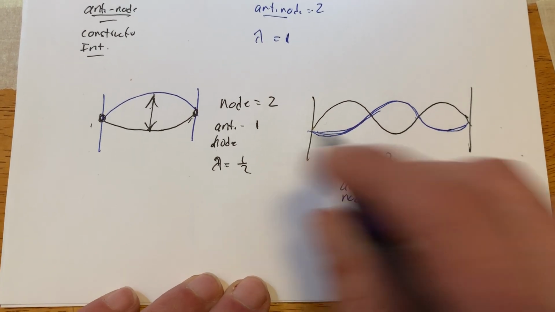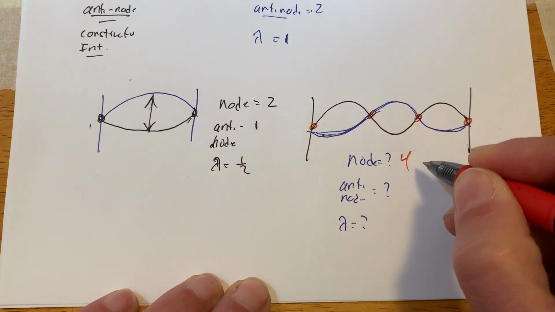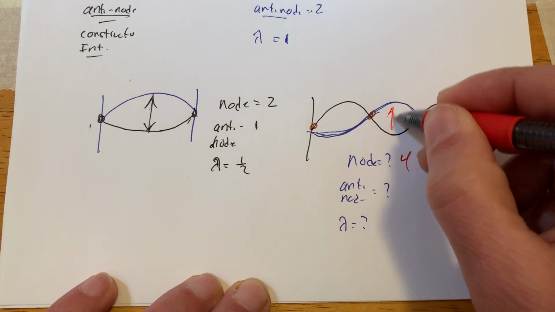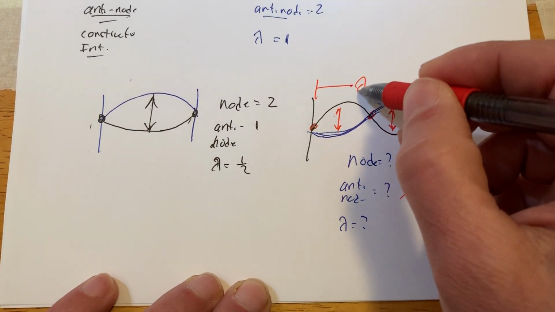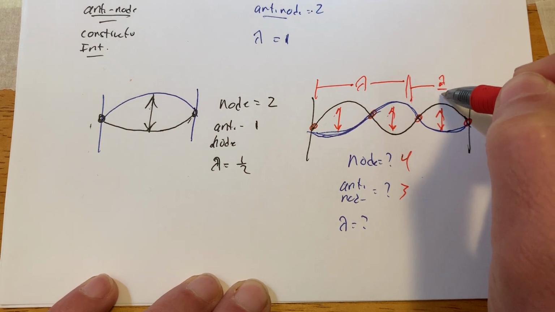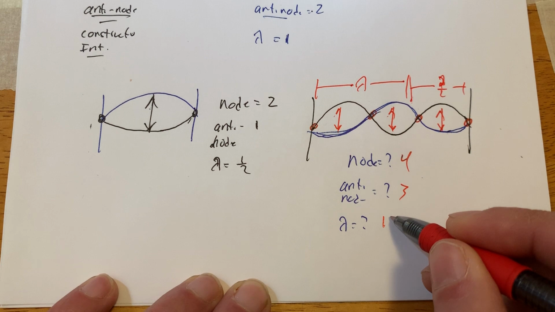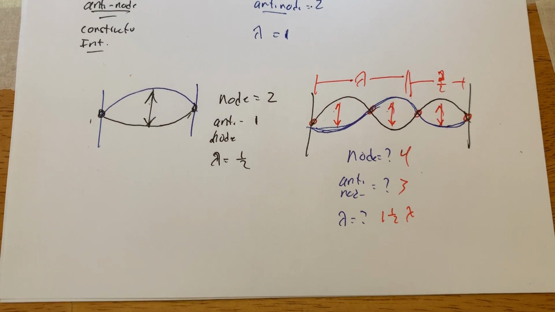So how many nodes? Well, let's do that in red. 1, 2, 3, 4. How many antinodes? 1, 2, 3. How many wavelengths? There's 1 wavelength. Well, what do I have here? It looks like I have half a wavelength. So what do I have? 1 and 1/2 wavelengths. Okay? And you should see that there's a pattern here. So this is called a standing wave. It's a special type of wave and something that any respectable intro physics class would definitely cover.